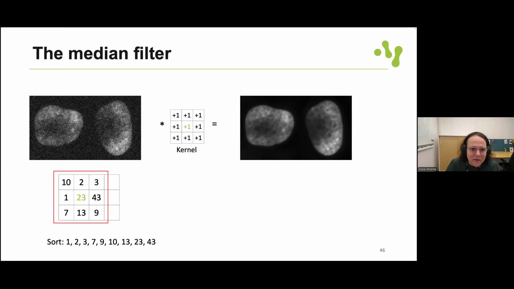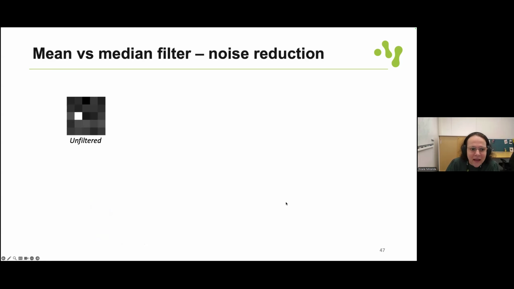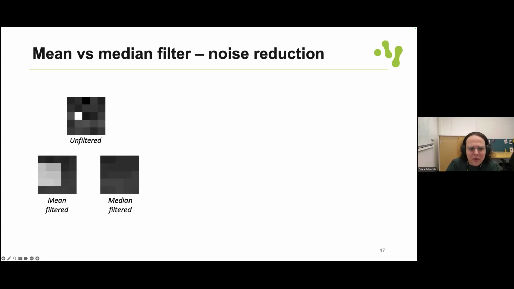This is an example of the median filter, and it's similar, but with the median we are not calculating the average. We are sorting the pixel values from lowest to highest and taking the median value, the value in the middle. So here we are not creating new values, but we are reorganizing the pixel intensities. And what is the effect? Let's compare both of them, and when to use each of them.